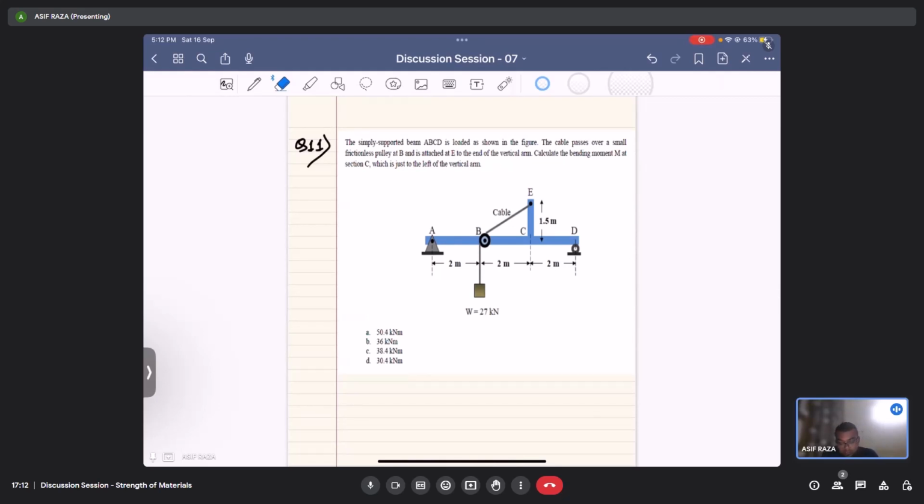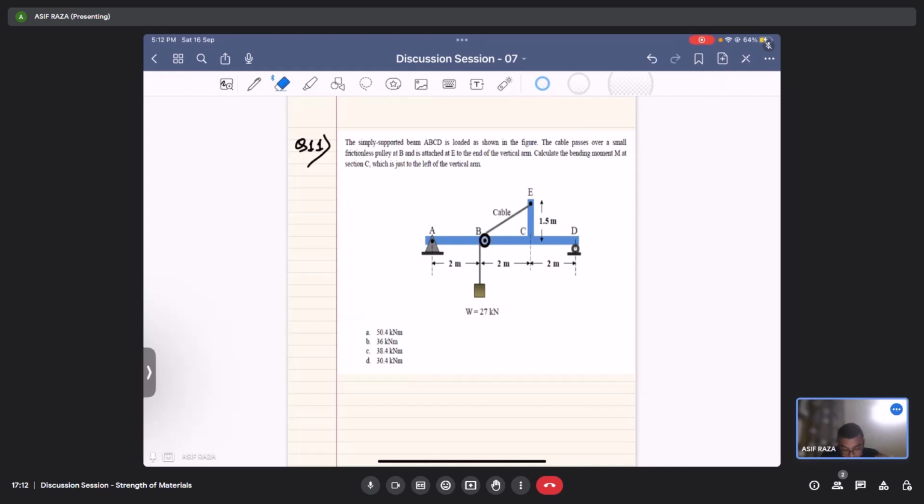So let's solve this. The simply supported beam ABCD is loaded as shown in the figure. The cable passes over a small frictionless pulley at B and is attached at E to the end of the vertical arm. Calculate the bending moment M at section C, which is just to the left of the vertical arm. The options are 50.4, 36, 38.4, 30.4.